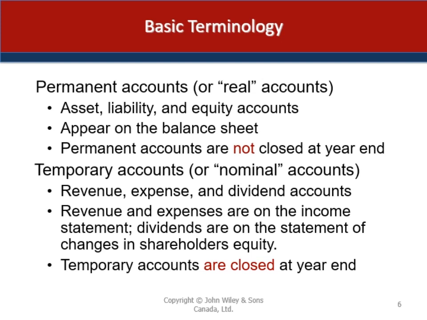Permanent accounts include the balance sheet accounts, essentially asset, liability, and equity accounts, and they're not closed at the end of the year because there's a remaining balance that will carry forward to the next period. Temporary accounts are revenue, expense, and dividend accounts, and those accounts are held open during the fiscal year, and then at the end of the year they're transferred to retained earnings, and the temporary accounts are closed to start again at the zero balance beginning in the next period.